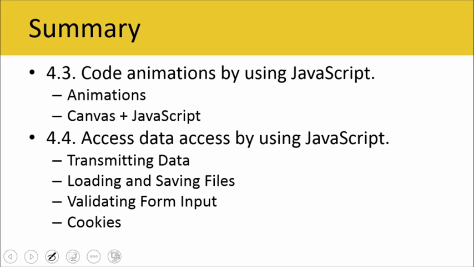All right, ladies and gentlemen, that's it for this presentation. This was a pretty quick one. In 4.3, we coded animations by using JavaScript, talked about how you would do that, the different types of animations you could create, and also about how you can manipulate a canvas element. We also went ahead and talked about how you can access data using JavaScript, transmitting data, loading and saving files, validating form input, and also cookies.